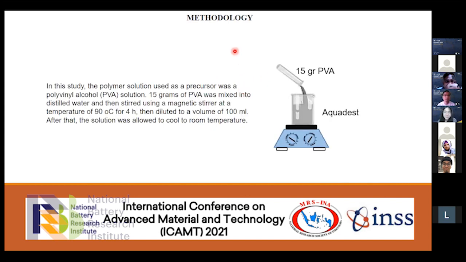Okay, the next is methodology. In this study, we use a polymer solution of polyvinyl alcohol or PVA. So 5 grams of PVA was mixed into distilled water and stirred using a magnetic stirrer at a temperature of 90 degrees Celsius for 4 hours. And then diluted to a volume of 100 milliliters. The solution was allowed to cool to room temperature.